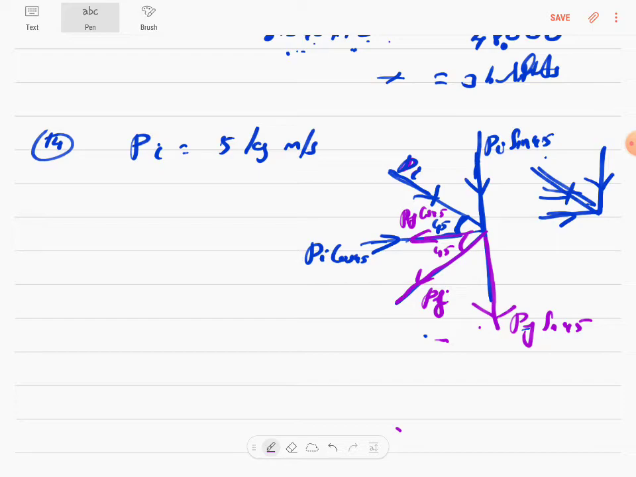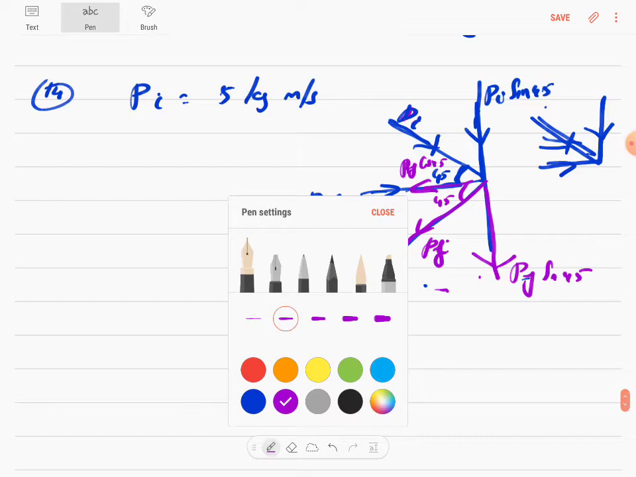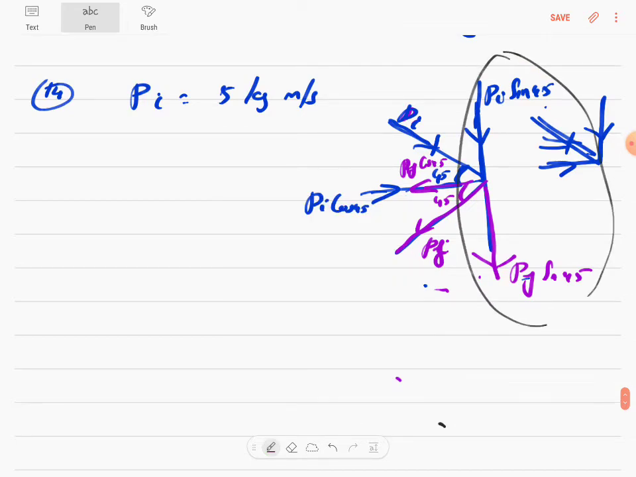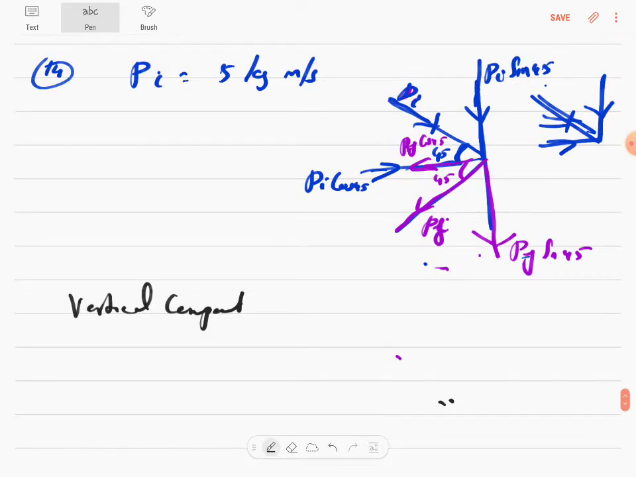Okay, arrows are okay. Are you clear? So now I'm going to solve the vertical components. So you always solve it as components. Vertical component is this, that's a vertical component. So the vertical components I'm going to resolve and I'm going to find the impulse.